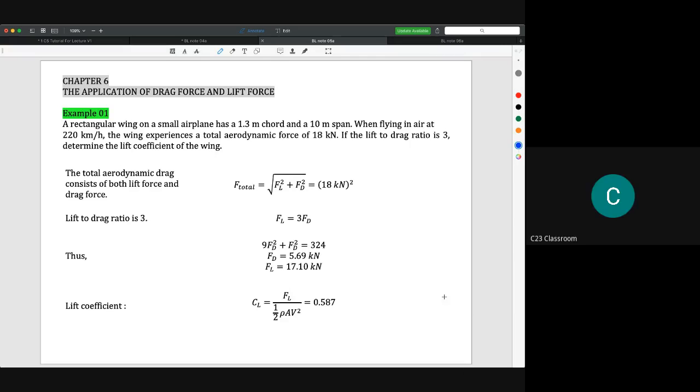For these notes, I think I could make it a little bit faster. I also uploaded these notes. This is just a basic calculation about the drag force and the lift force. So we have two examples here.